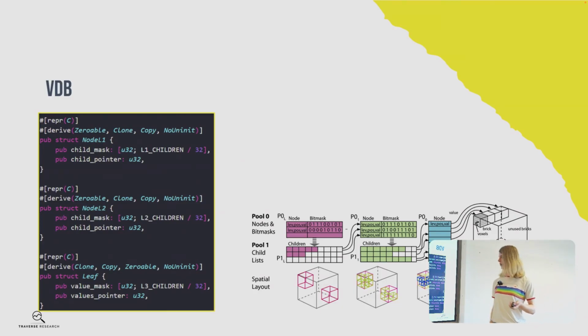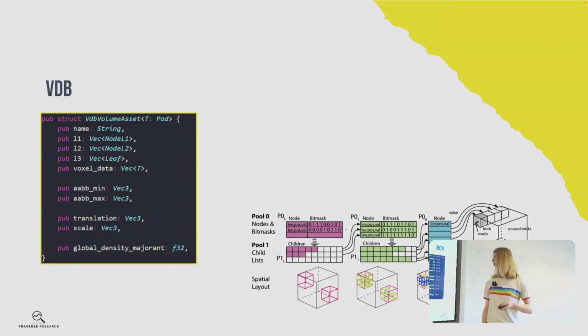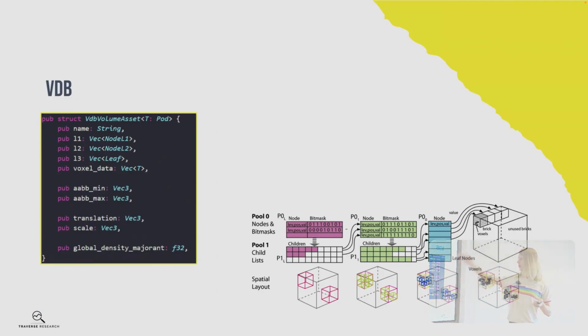So here we have our volume asset. We have a name, and we have some vectors of all the nodes. We need these vectors like this because our GPU, once again, requires everything to be in buffers. And this way we can easily transfer it to the GPU. And then there's some additional data for rendering.